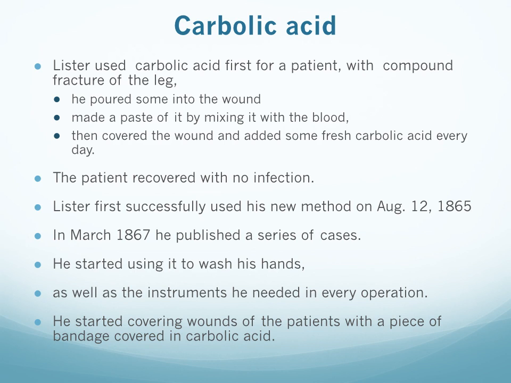Next, he successfully removed a tumor from a man's arm by applying his antiseptic to the sutured wound, that is, the wound that was stitched, and then used it for several amputations. Also, for large ventral hernia that required removing a large amount of fat from the body, carbolic acid proved useful. So Lister's first successful use of his new method was on August 12, 1865, and in March 1867 he published a series of cases that he had performed using his new substance, that is carbolic acid.